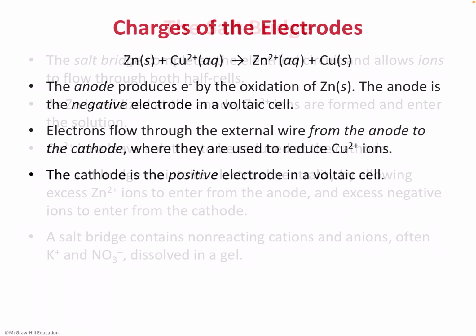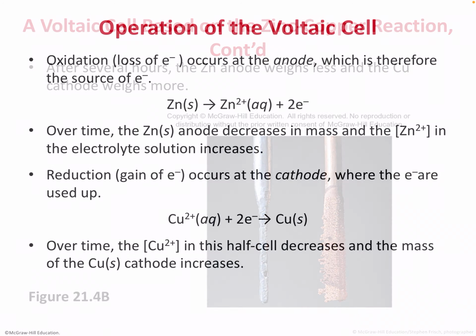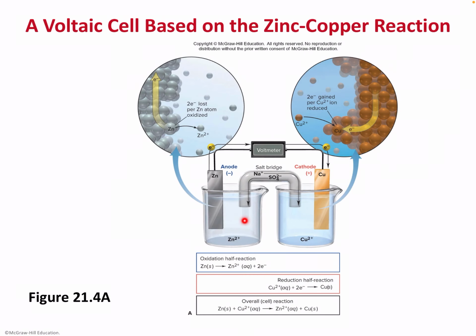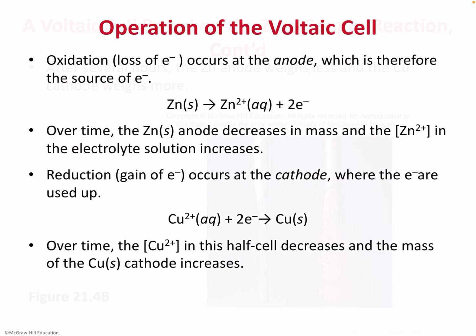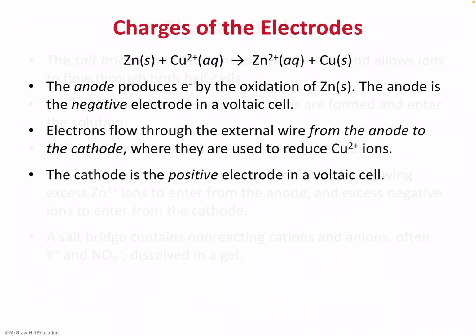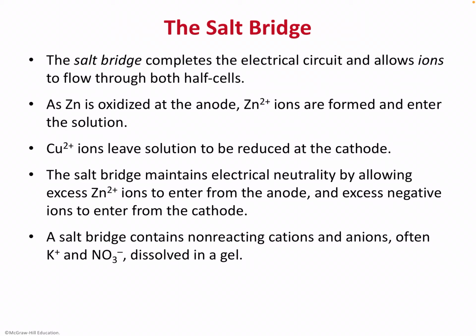And remember, there is a salt bridge. What does the salt bridge do? Over here, this is called the salt bridge. It has a positive ion and a negative ion, sodium ions and sulfate ions. Let's look at what it does. The salt bridge completes the electrical circuit and allows ions to flow through both half cells.